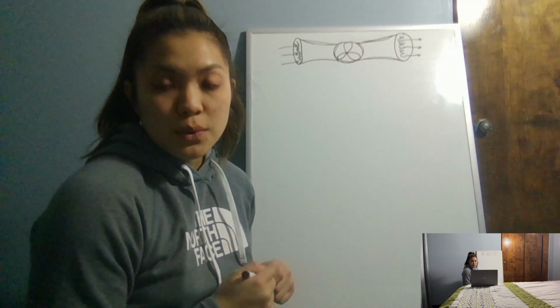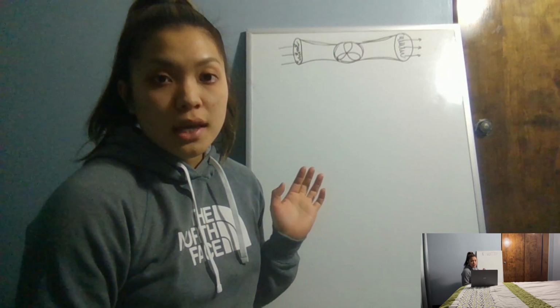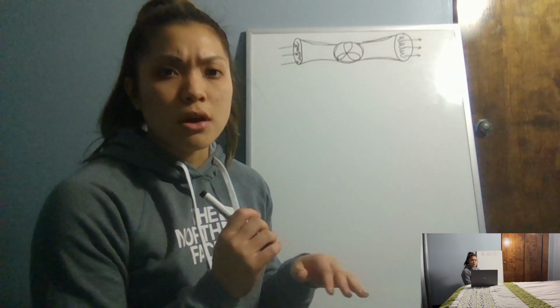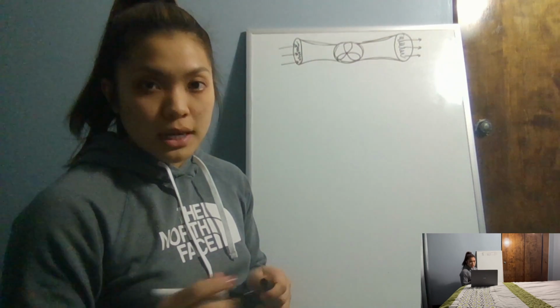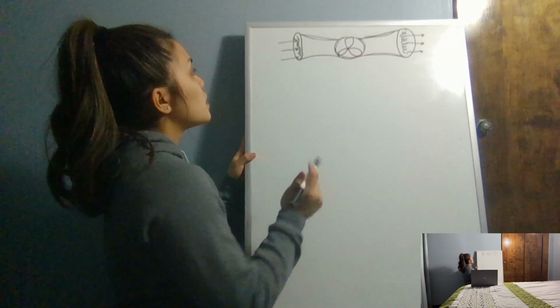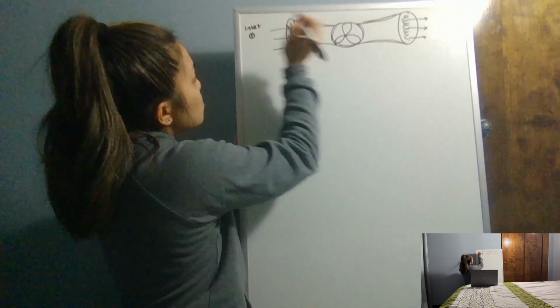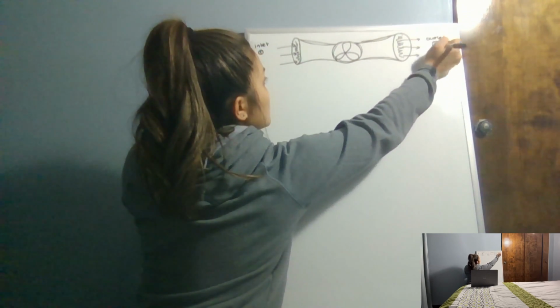Hello, in this video we're going to show that the max power of a turbine is 1/3 assuming perfect efficiency. So the max power depends on the ratio between the outlet and the inlet. Here we have our turbine, and we have an inlet which we'll call position 1 and an outlet which we'll call position 2.